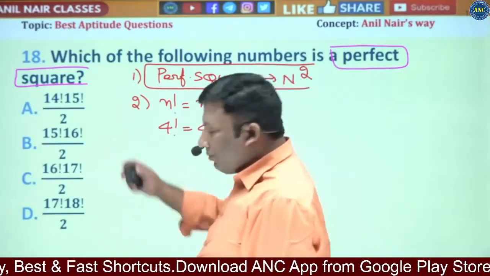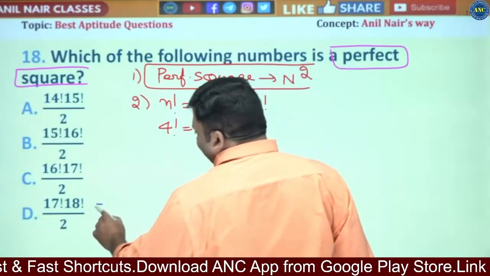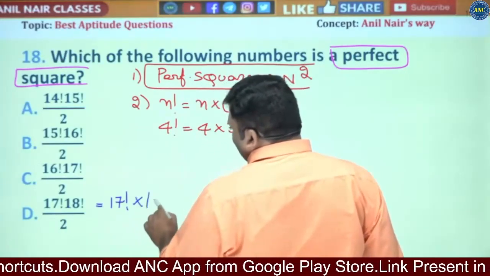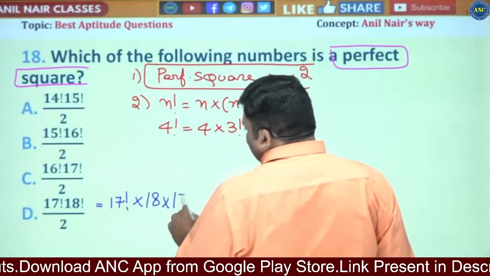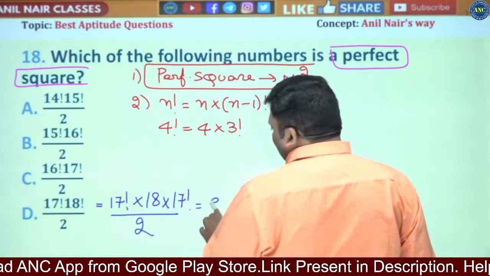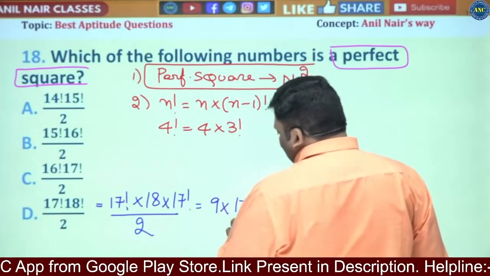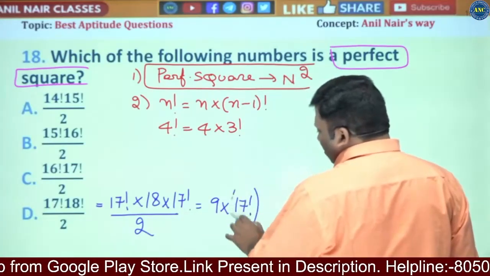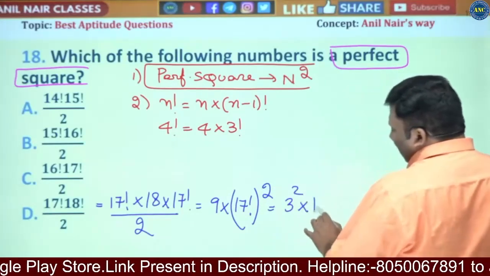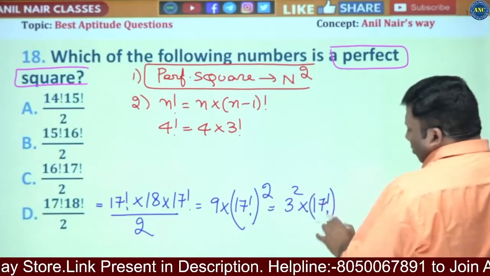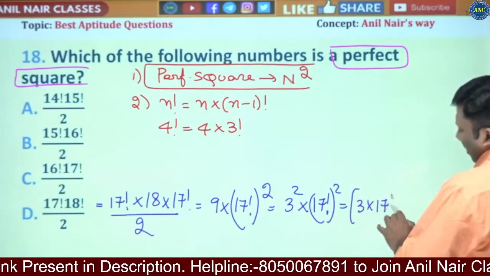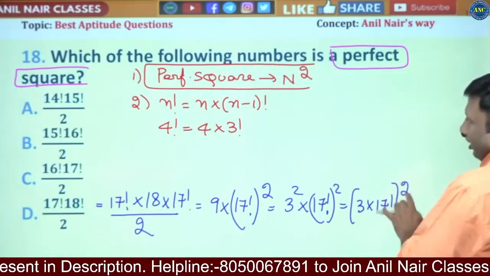Let us do from bottom up. 17 factorial into 18 factorial. 18 factorial can be written as 18 into 17 factorial divided by 2. 18 by 2 is 9. 9 into 17 factorial whole square. 9 can be written as 3 square, so this is 3 into 17 factorial whole square.